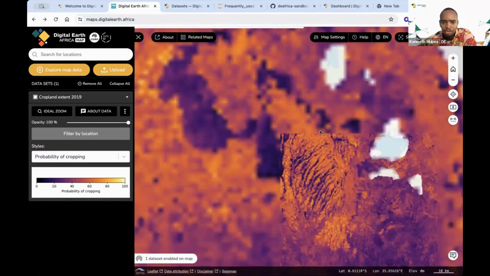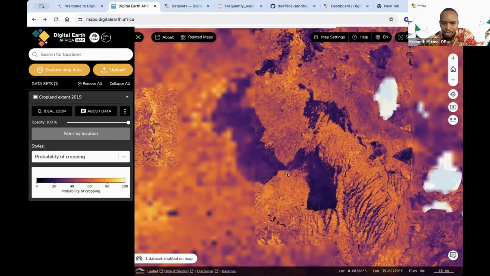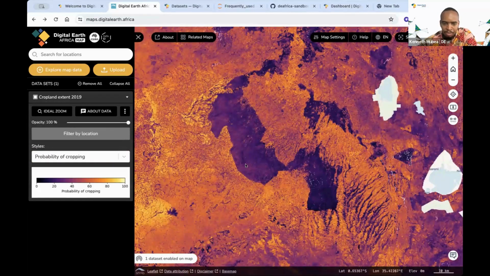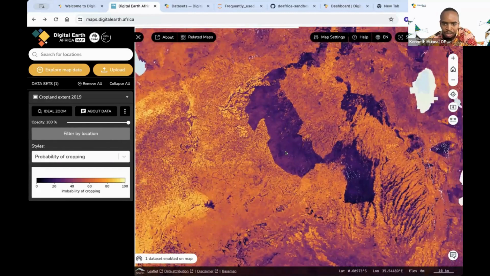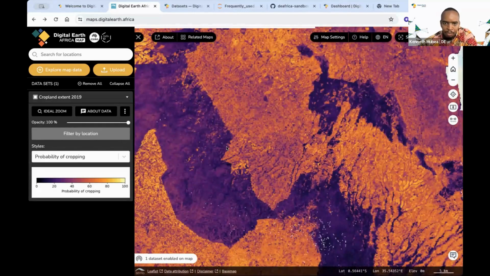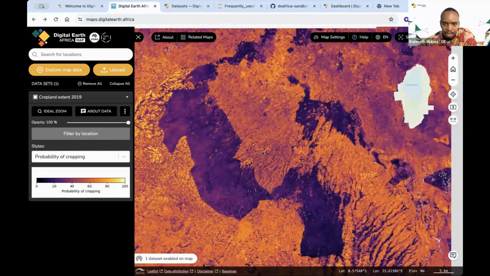For example, now this one is showing an area around a forest like Mau Forest. The cropland layer can pick this is crop, this is not a crop area, and whatever is around is a crop area. So these are the benefits of using the cropland extent layer.